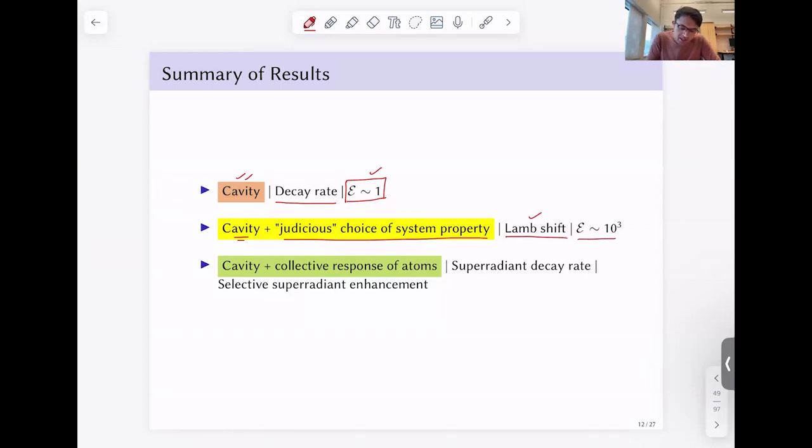Then you can have the purely non-inertial signal be stronger than the inertial signal by a factor of 10 to the 3. And then the third thing I'll talk about is having the cavity and the collective response of atoms in the same setup, and you monitor the super radiant decay rate of the atoms. In such a situation, I'll argue that you can achieve selective super radiant enhancement of the atom. Selective just means that you will no longer need to worry about the inertial contribution in such a setup.